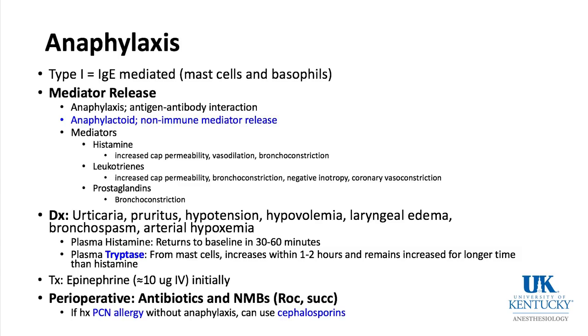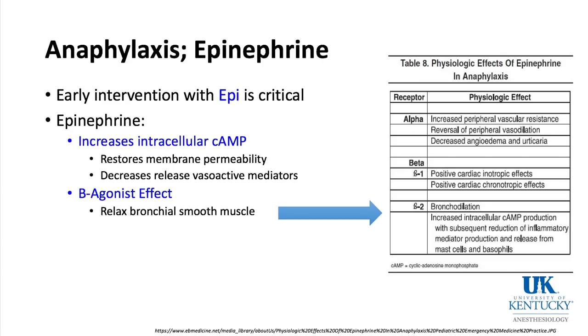What causes anaphylaxis in the perioperative period? Classically, it's antibiotics and neuromuscular blocking agents, rocuronium and succinylcholine. If someone has a history of penicillin allergy in the perioperative period without anaphylaxis, can you use the classic prophylactic antibiotic cephalosporins? And the answer is yes. But if someone has penicillin allergy with anaphylaxis, we would avoid cephalosporins.